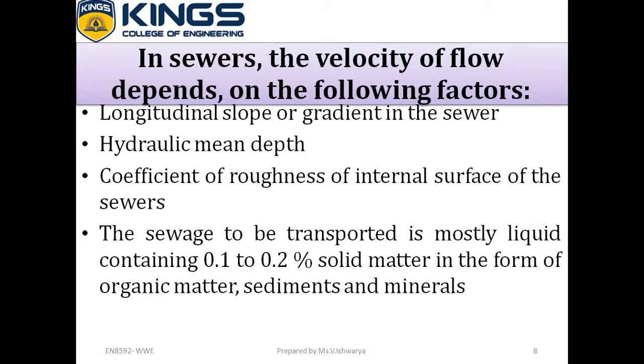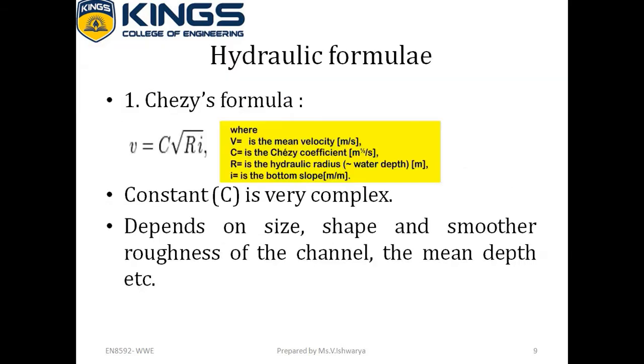Next, the sewer velocity may depend upon the following factors: the longitudinal slope or gradient of the sewer, and second, the hydraulic mean depth. Hydraulic mean depth means the ratio of area by perimeter. Third is the coefficient of roughness of the internal surface of the sewer, and the last one is the sewage content which is being transported, maybe organic matter, sediment or minerals, depending upon the content of the sewer.